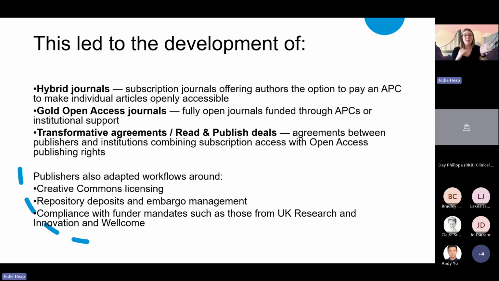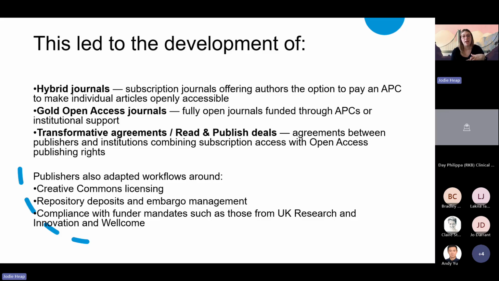So some are closed, some are open, some are hybrid. We have fully gold open access, which is where the only way to get published in that journal is by paying that article processing charge. So there's not even a traditional route available.